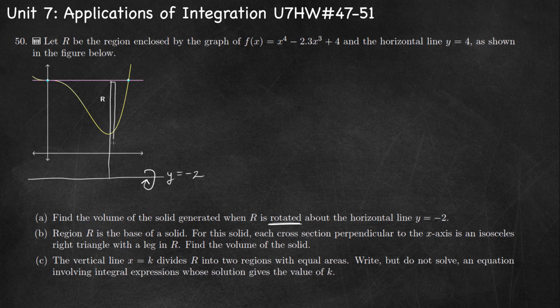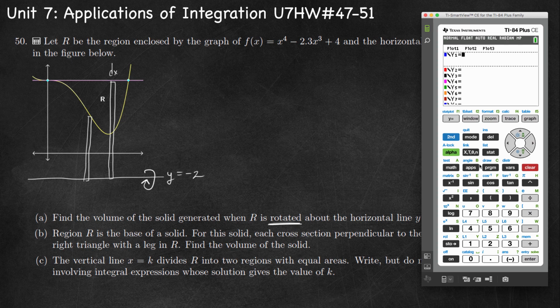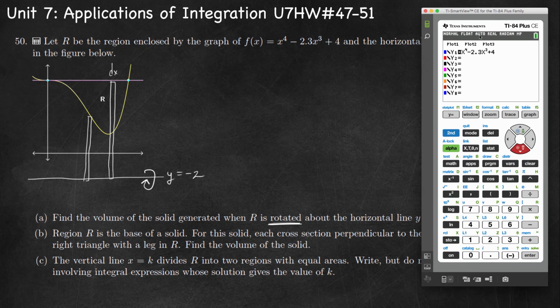So I have my outer radius. When you're doing washer method, your rectangle always touches your axis of rotation. So vertical, so it's a dx problem, and then I've got my empty space, or my inner radius, here. So for my setup, I'm going to need to get these points of intersection. X to the power 4 minus 2.3 x to the power 3 plus 4 is equation 1, and then we have the horizontal line y equals 4.